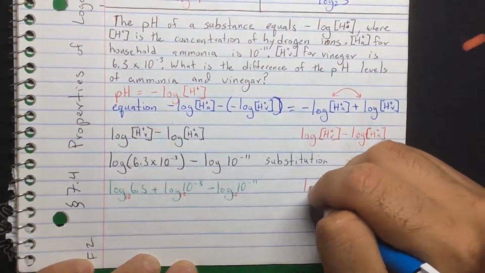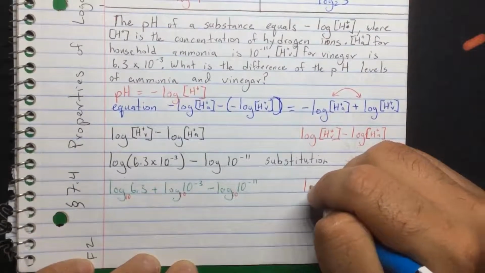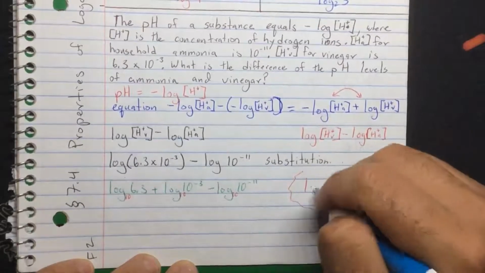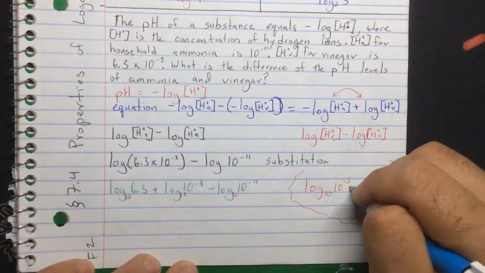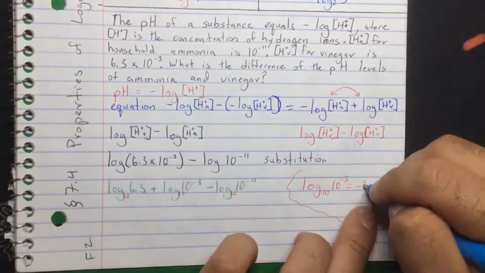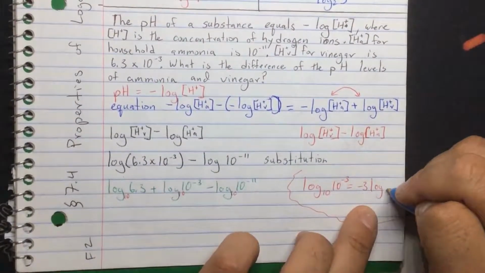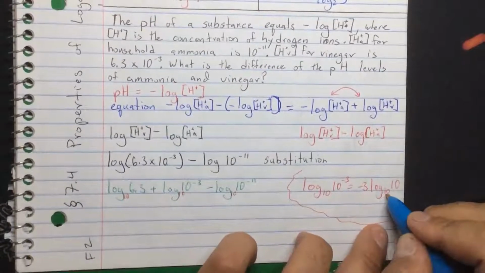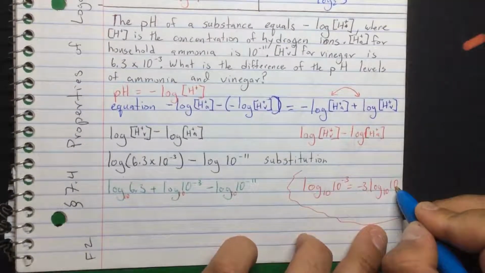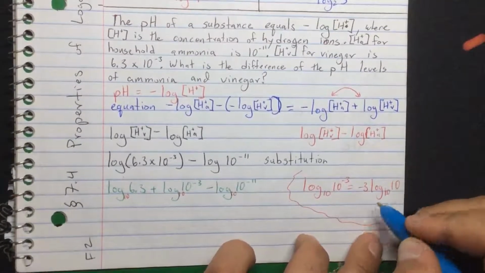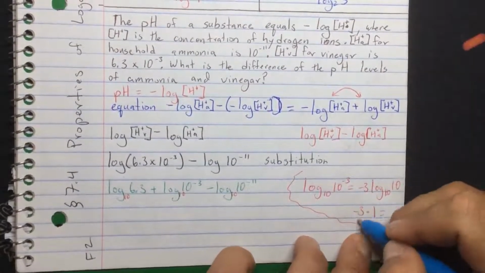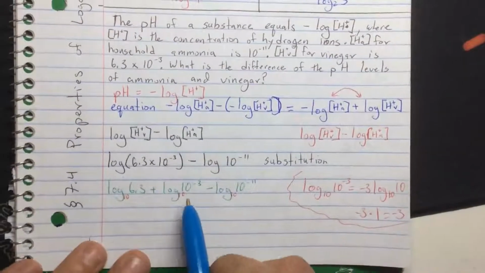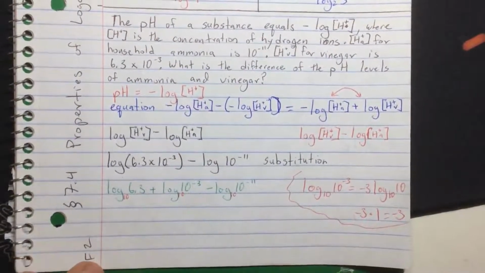This once again is the side note. If I have the log of 10 to the negative 3, this is equal to negative 3 times the log of 10. And if you have the log base 10 of the same number 10, or any numbers that are the same, then it equals 1, so it's negative 3 times 1, which is equal to whatever number's in front, which is negative 3. So this one's going to be negative 3, and this one's going to be negative 11.